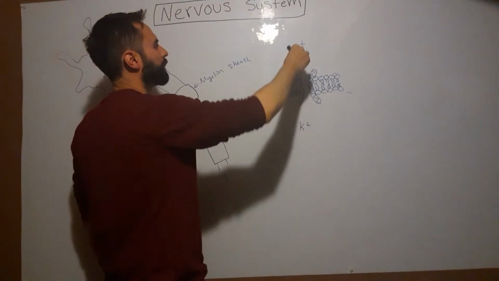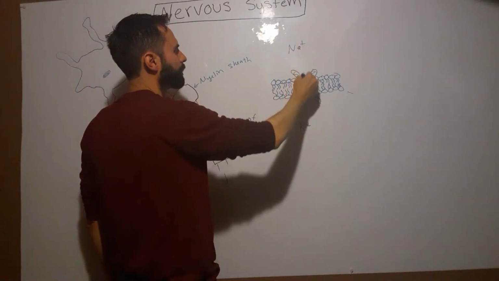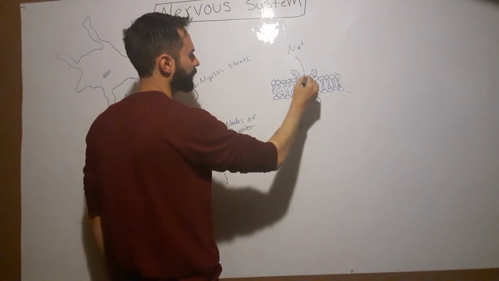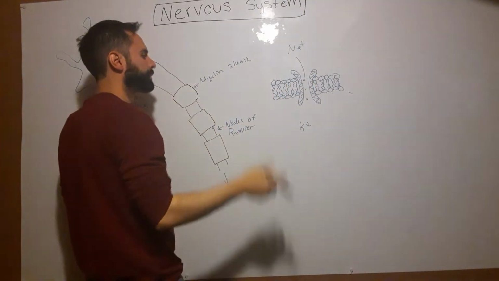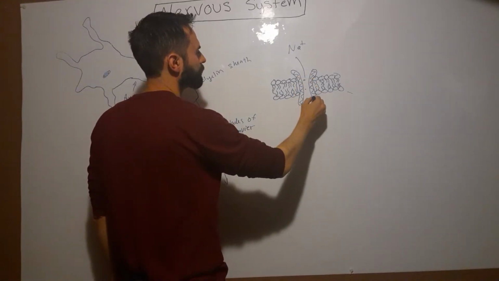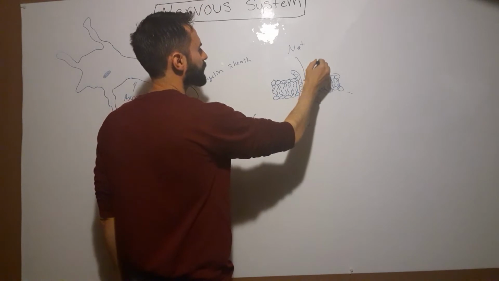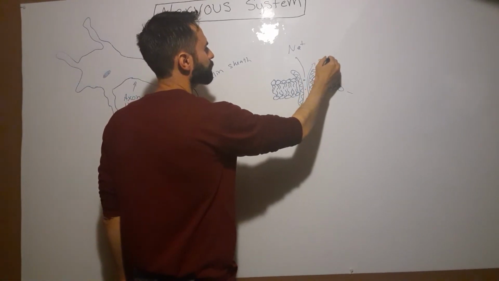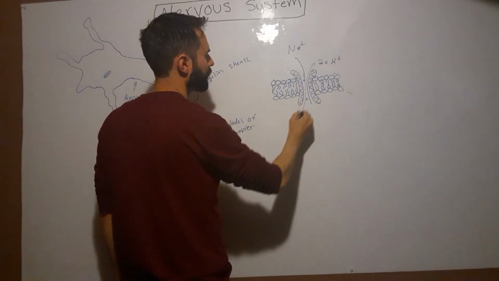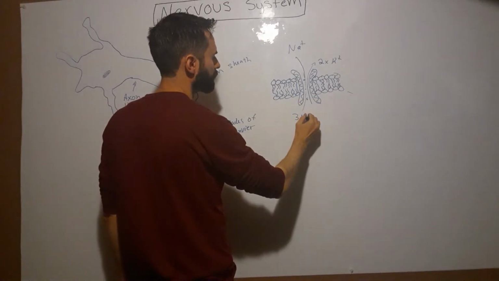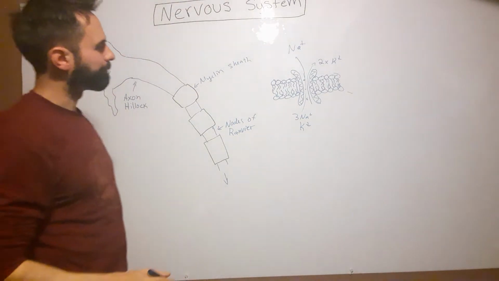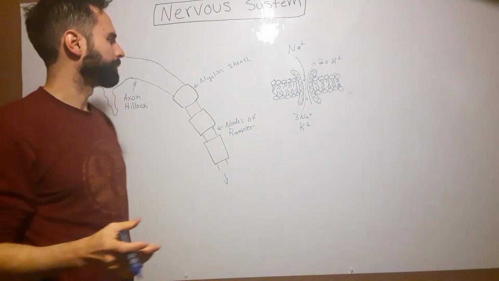For every 3 sodium that go in, 1, 2, 3, into the cell, the sodium-potassium pump is going to pump out 2 potassium. So we'll just put 2 potassium, and then it's pumping in 3 sodium. So for every single exchange, it's going to be -1.